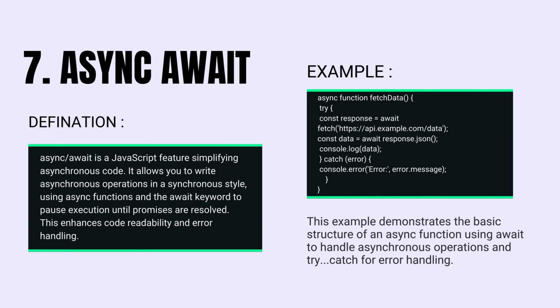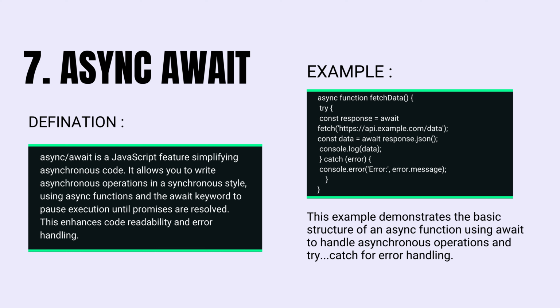7. Async await. Definition. Async await is a JavaScript feature simplifying asynchronous code. It allows you to write asynchronous operations in a synchronous style using async functions and the await keyword to pause execution until promises are resolved. This enhances code readability and error handling.